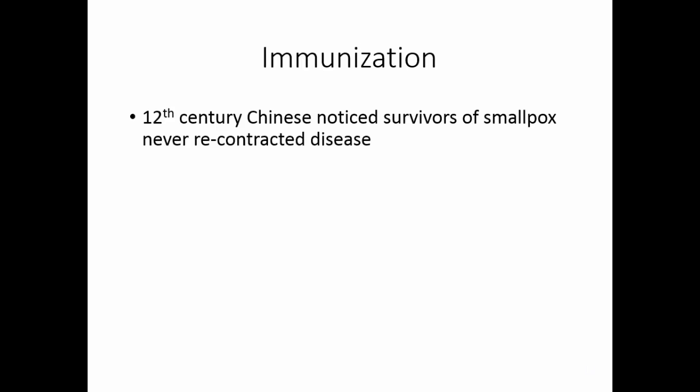Immunization is a means by which we can get active immunity without having to wait around to have the disease. In the 12th century, the Chinese noticed that survivors of smallpox never got the disease again. They began the process of variolation. That is, they took scabs from someone who had smallpox and they ground them up and they inhaled them. This had a little bit of danger to it. Most of the time nobody got too sick, but sometimes people would get sick and die.